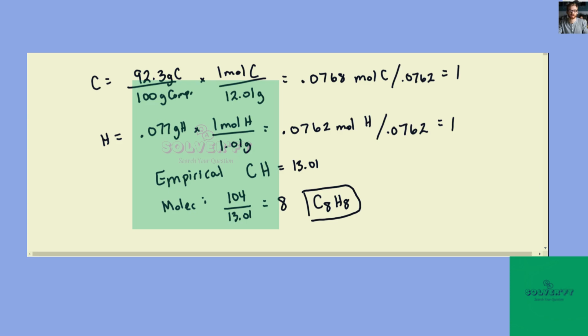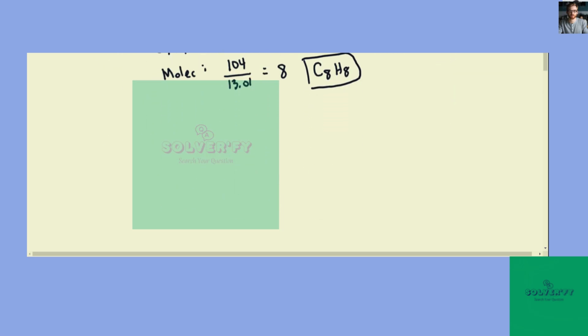Okay, we're going to do the same thing for each of these. They'll get easier as we go. In B, we have 49.5% carbon, so I'm going to change that to 0.495 grams of carbon. We're going to divide that by the molar mass of carbon, which is 12.01 grams per mole. That gives me 0.0412 moles carbon.